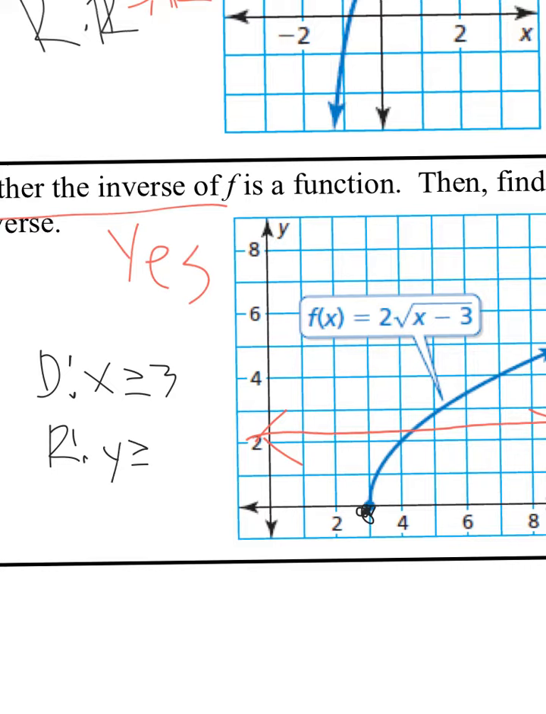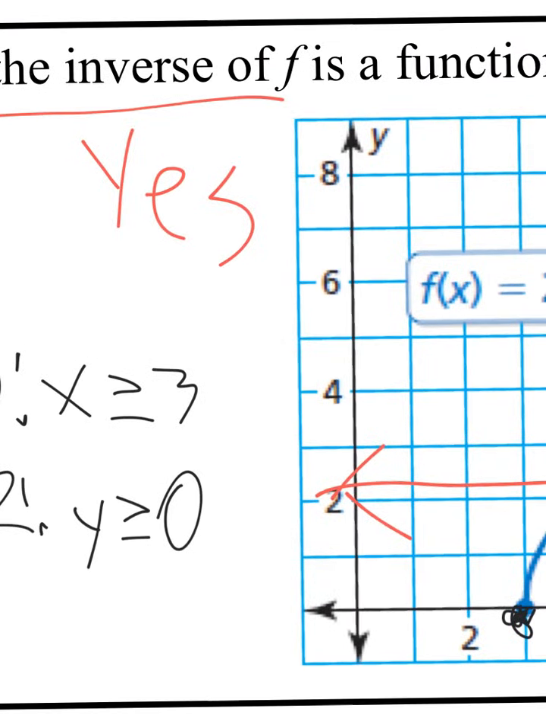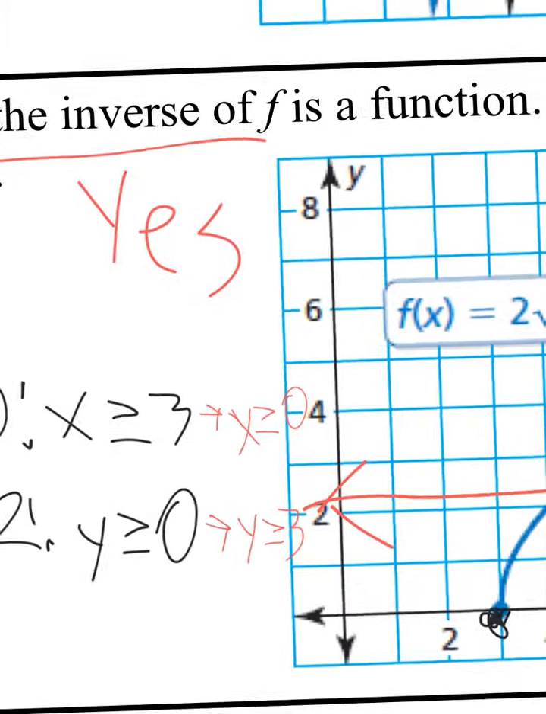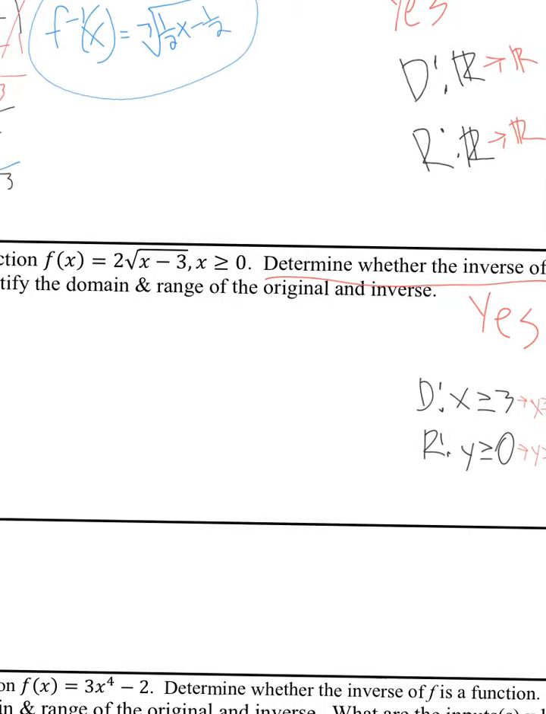Okay, so my new domain should be the range answer. So I'm going to say that it turns to y is greater than or equal to 0, except I won't use y, I'll use x. X is always for domain, and range is always y, so I'll say y is greater than or equal to 3 when I flip it, okay? Sorry for writing into the graph, I wrote too close to it.